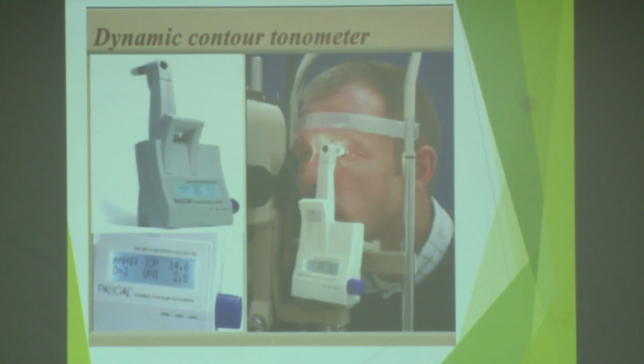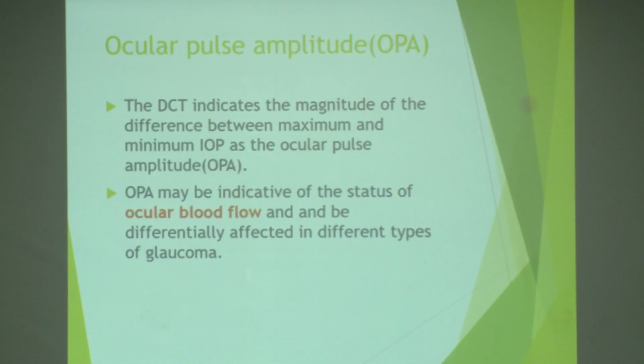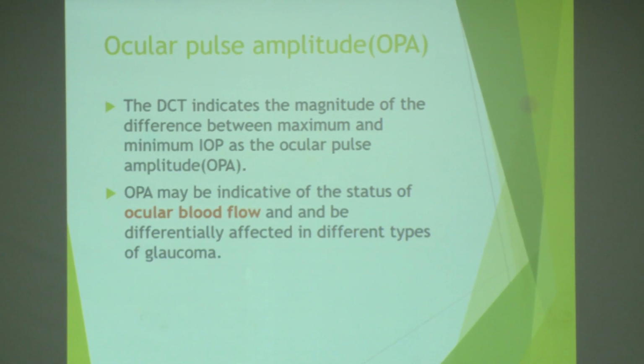This is important. Dynamic contour tonometer, and this is the most accurate tonometer till date we have. And it is based on the principle that by surrounding and matching the contour of the sphere, the pressure on the outside equals the pressure on the inside. And the IOP is displayed on the LCD screen. The DCT indicates the magnitude of difference between the maximum and the minimum IOP, the ocular pulse amplitude.